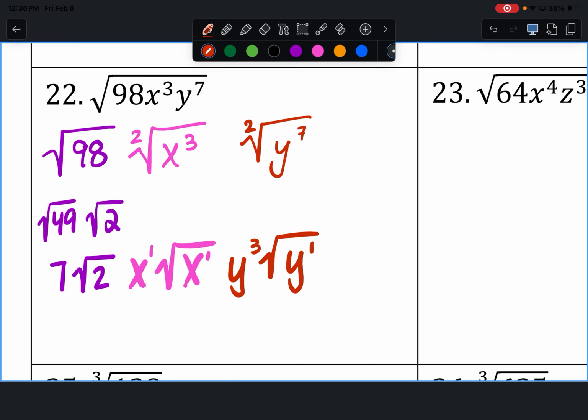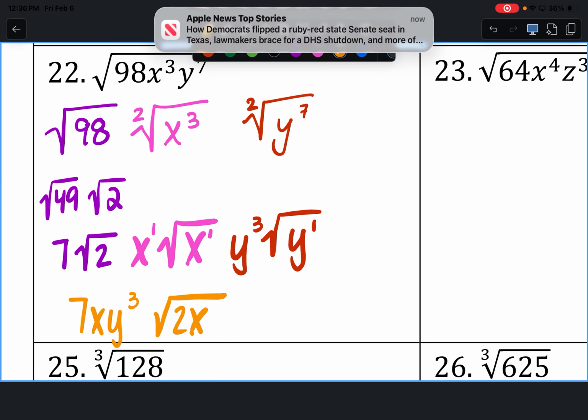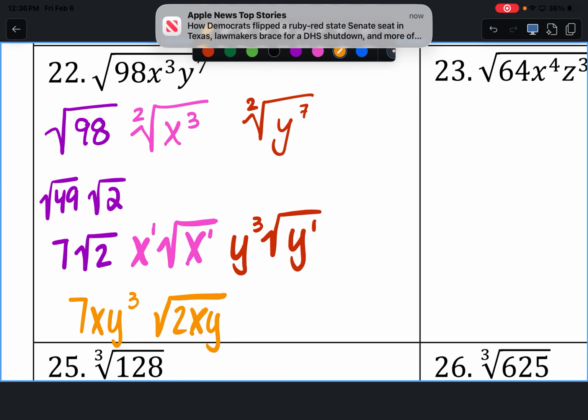All right, now we write our final answer. To write your final answer, what is outside the radicals will stay outside, and what is inside will stay inside. So what's going to go outside? Okay, then what's going to go inside our radical? 2x, 1, y. Okay, everything that's inside will be inside. Everything that is outside will be outside.